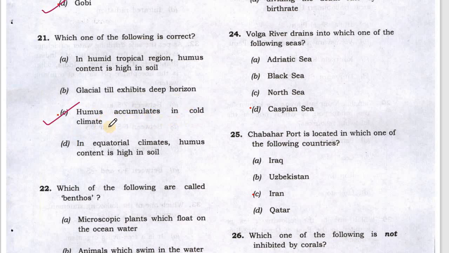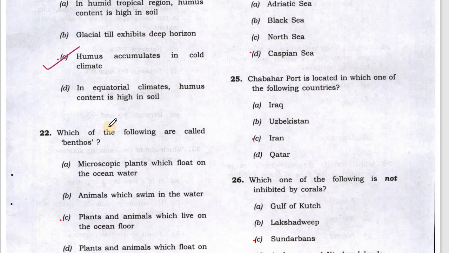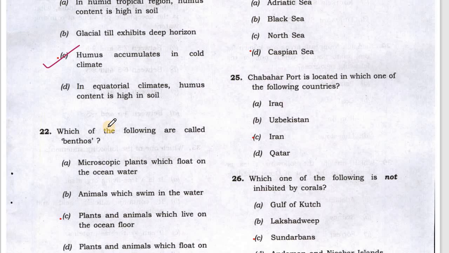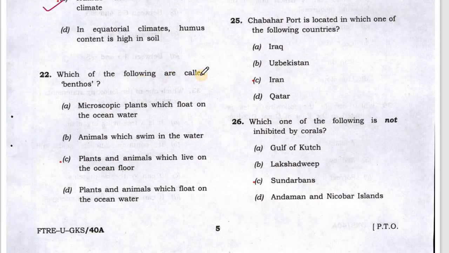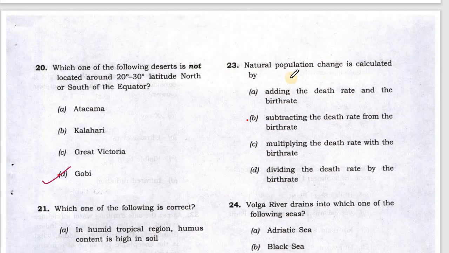So this will be the correct answer, because there is a lack of bacteria and that's why the humus does not disintegrate. Next is question 22. Which of the following is called benthos? So benthos is in the oceanic floor. So C will be the correct answer. Plant and animal which live in the oceanic floor.